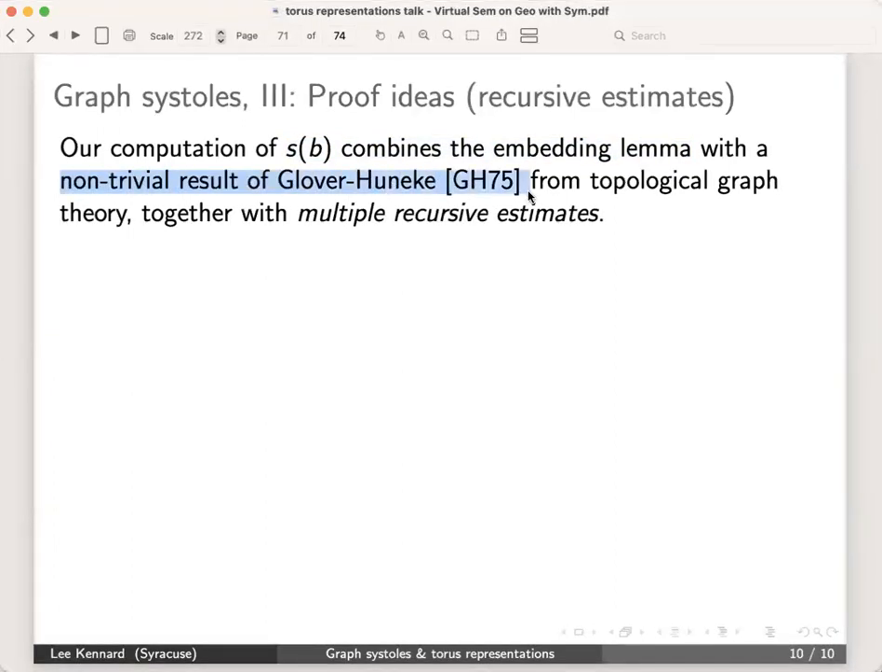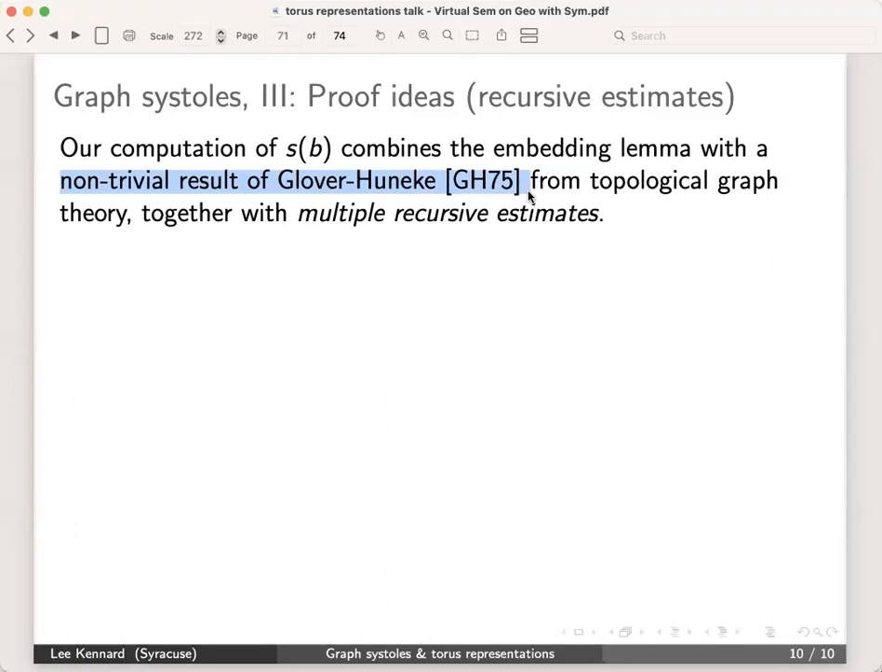This is Glover and Huneke from '75. What they do is they consider embeddability in the projective plane. And for the case of cubic or trivalent graphs, they prove that there's exactly 6 obstructions. In other words, if you have a cubic graph that does not contain one of these as a subgraph, then it embeds. That's the theorem.